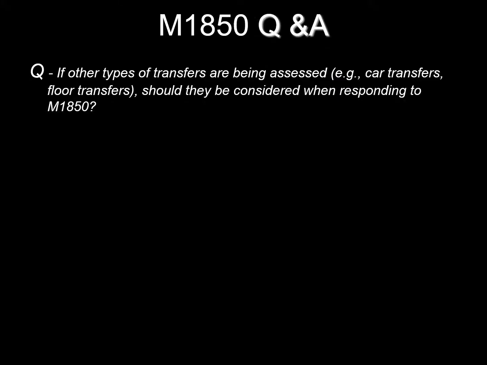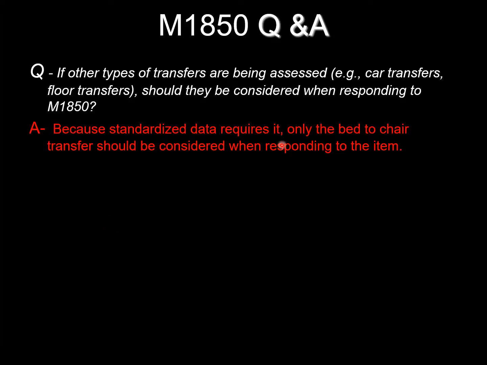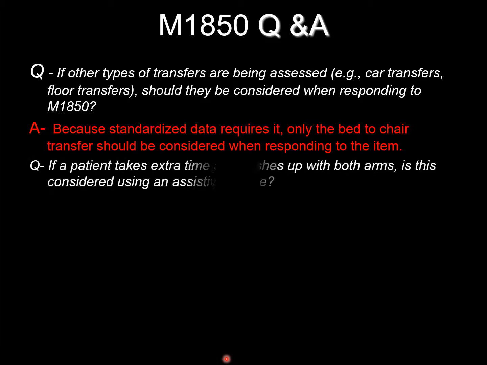Are there other types of transfers considered when looking at this question? The test only is looking at bed-to-chair transfers and not anything else. We do have to consider the patient's transferring with car transfers or even off the floor, and documentation in the record should note that, even though they may not score on this question accordingly. So keep in mind that is something that it is not looking at on this measure. If the patient takes extra time and pushes up with both arms, is this considered using an assisted device?